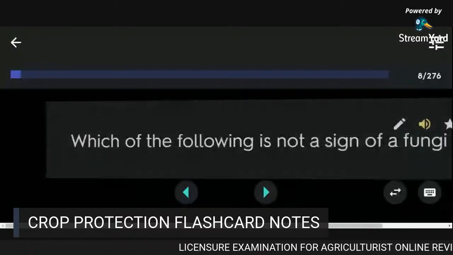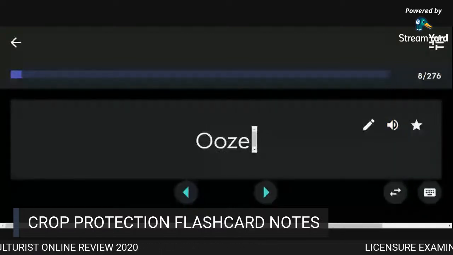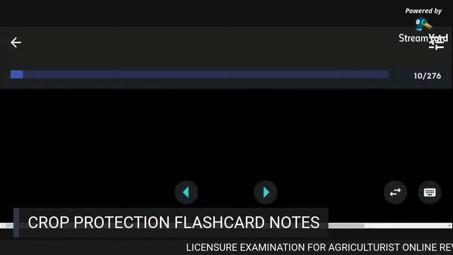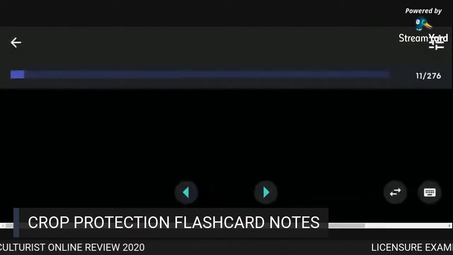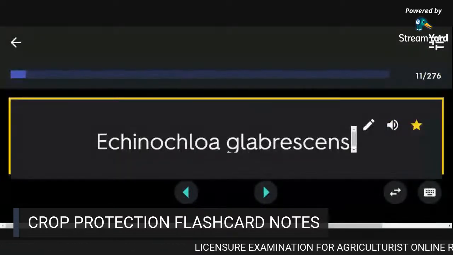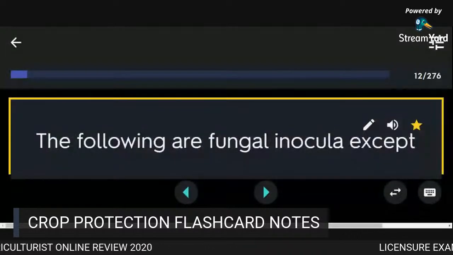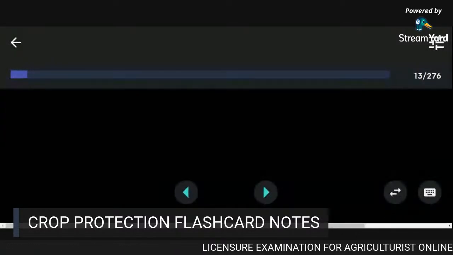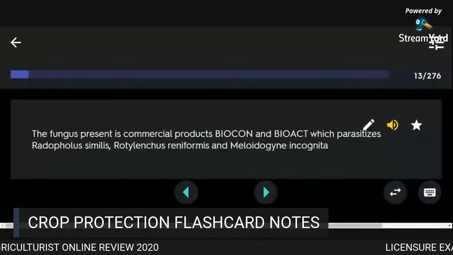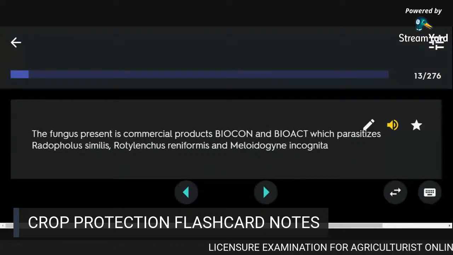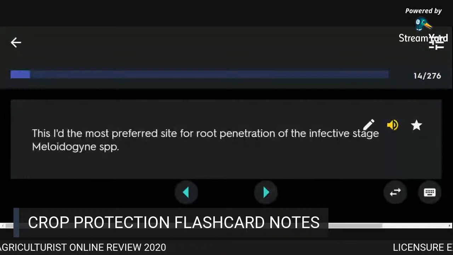Which of the following is not a sign of a fungi? Echinochloa colona: jungle rice. Eleusine indica: Indian goosegrass. Echinochloa glabrescens: barnyard grass. The following are fungal inocula except ooze. The fungus present in commercial products Bioconin and Bioact, which parasitizes Radopholus similis, Rotylenchulus reniformis, and Meloidogyne incognita: Paecilomyces lilacinus.